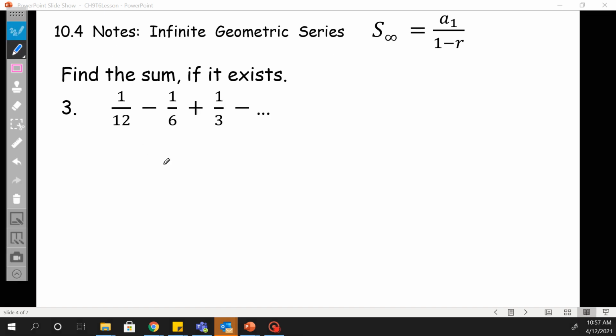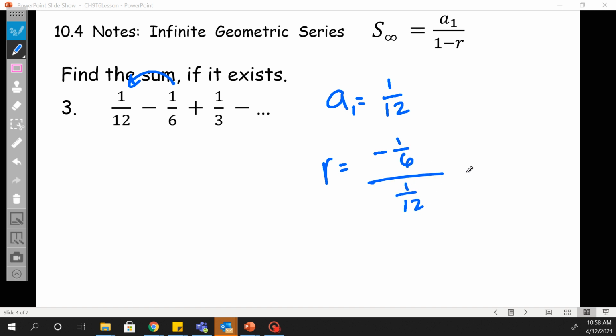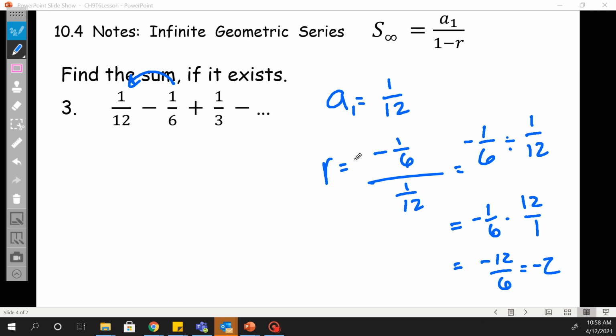Look at number 3. 1/12 minus 1/6 plus 1/3 minus etc. So a1, the first term, is 1 over 12. r, the common ratio, is the second divided by the first. So that's -1 over 6 divided by 1 over 12. Well, let's write this in a way that's easy to read. -1 over 6 divided by 1 over 12 is -1 over 6 times 12 over 1. That's -12 over 6, which is -2. So the common ratio is -2.